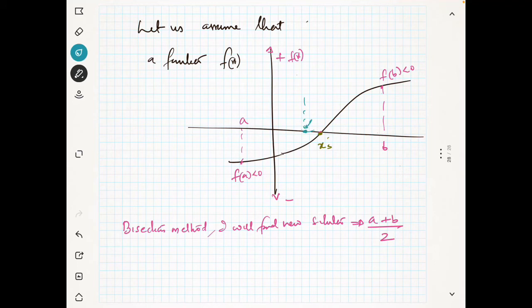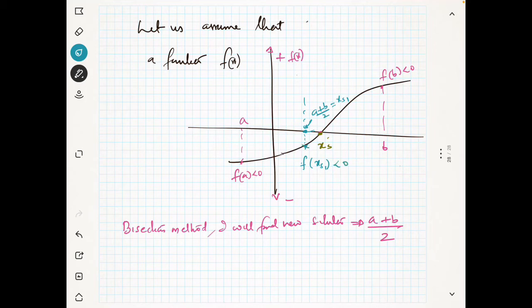So this point is nothing but a plus b by 2. Now what is that f of a plus b by 2? This is nothing but the new solution xs1. I will say this is xs1. It's not the actual solution, it is the new solution xs1. So I will find f of xs1. Now you see here, this is less than 0.